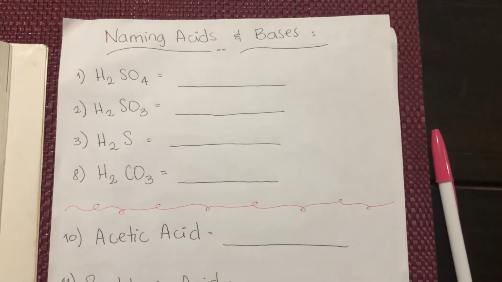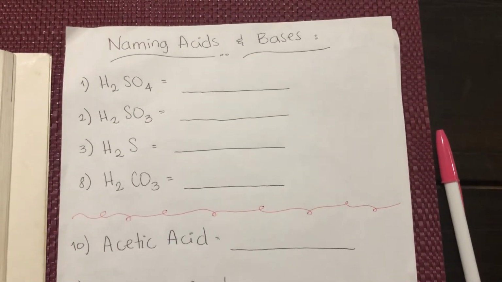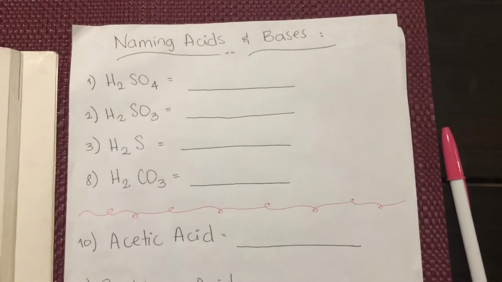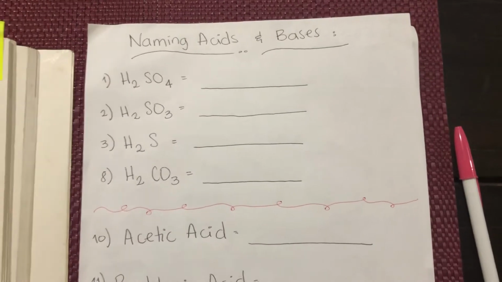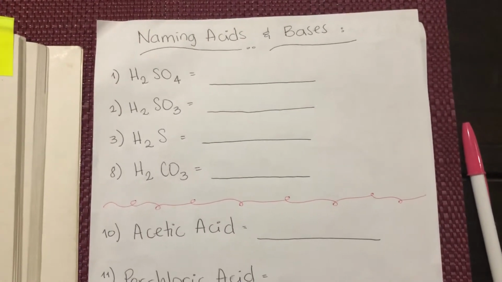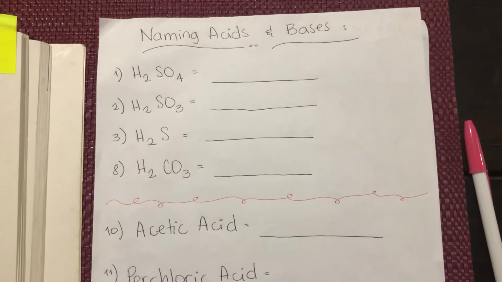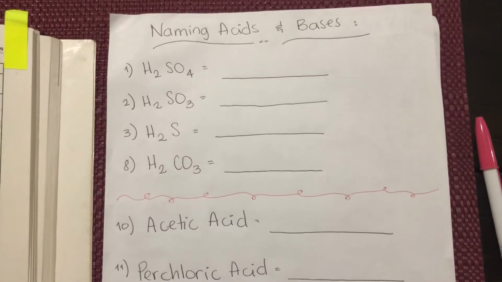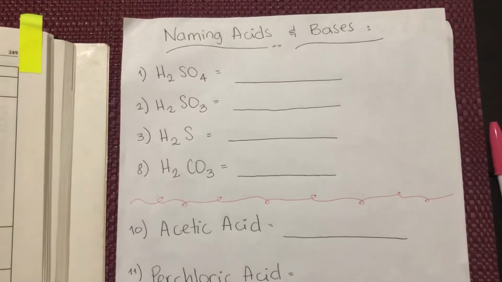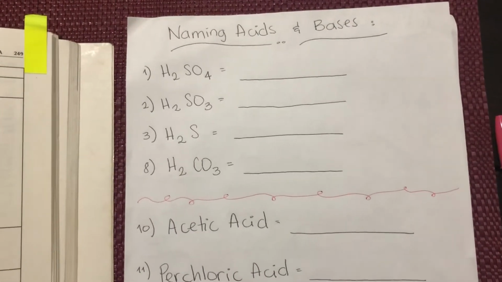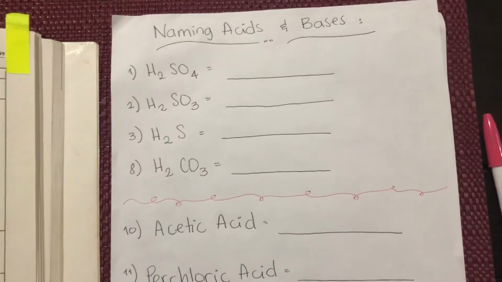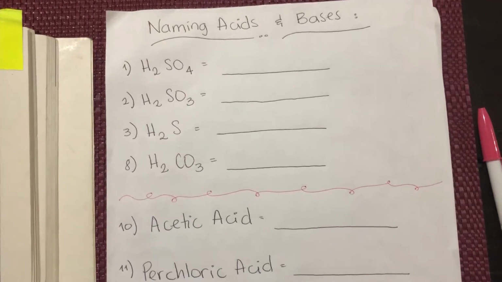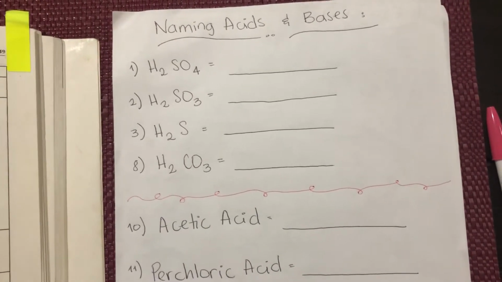Hi guys again. This time I'm going to try to explain to you how to name acids and bases. We are going to start by saying what is an acid. An acid, in short words, is a compound in which one or more hydrogen ions are bonded to a negative ion. And remember that an acid is going to have the presence of hydrogen ions, H plus, and bases are going to have the presence of hydroxide ions, OH minus.